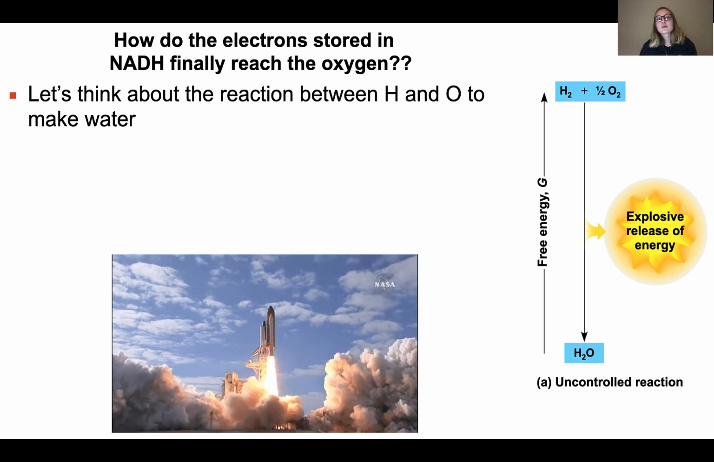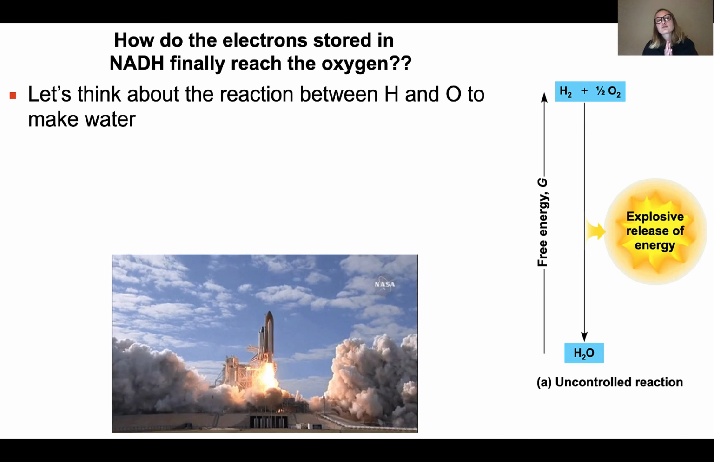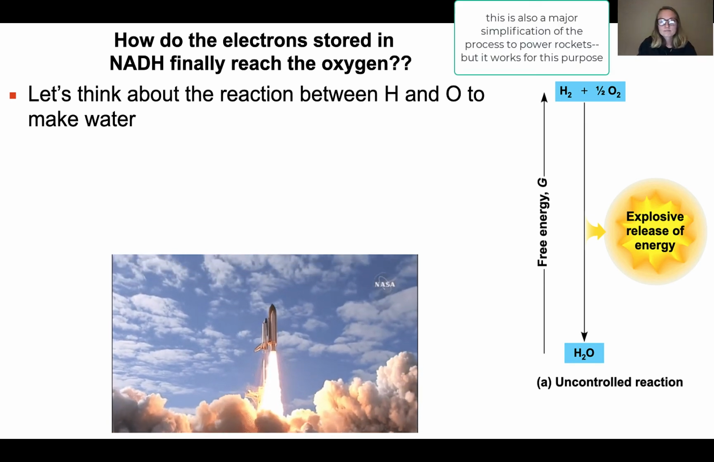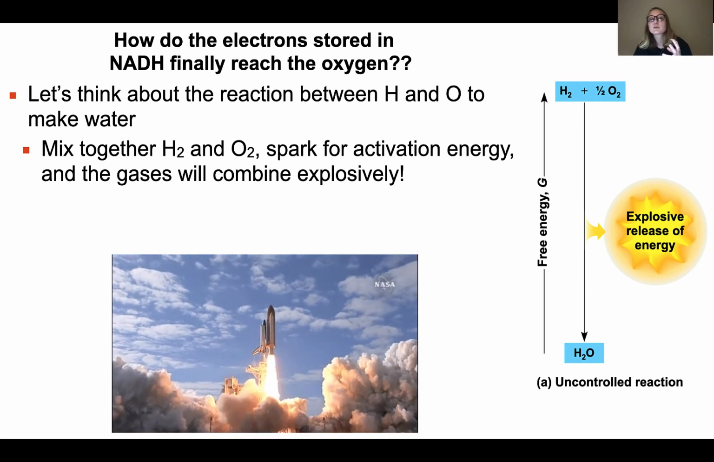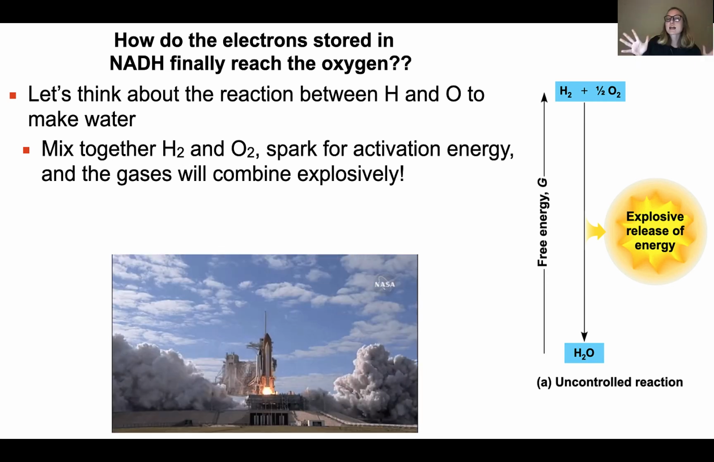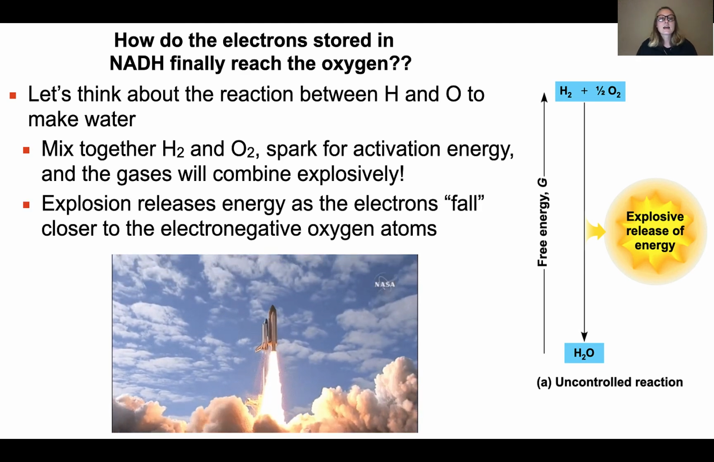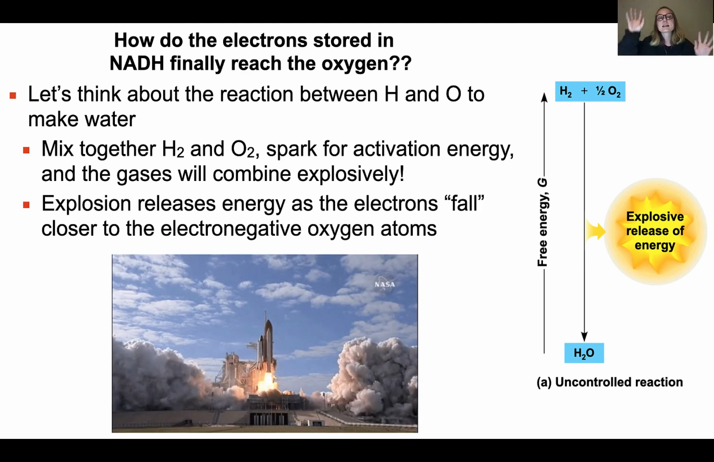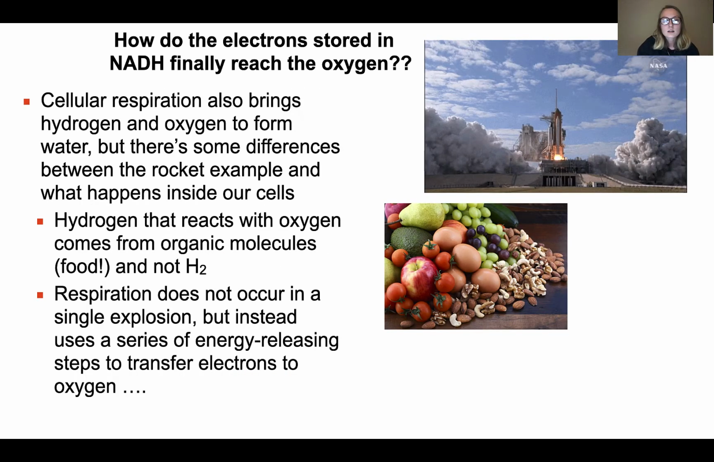Well, let's think about the reaction between hydrogen and oxygen to make water. This is a reaction that's actually used to power rockets, or one of the reactions that's used to power rockets. So if we mix together H2 and O2 and then provide a spark for the activation energy, the gases will combine explosively. This explosion releases energy as the electrons fall closer to the electronegative oxygen atoms.